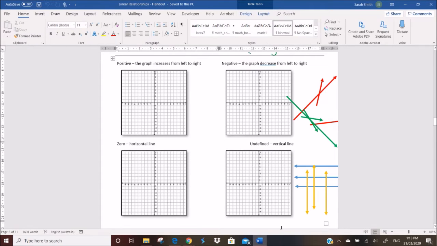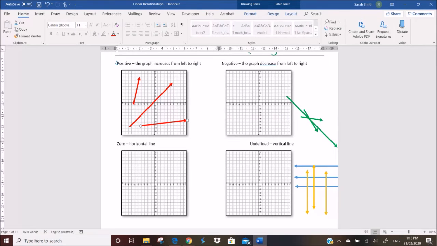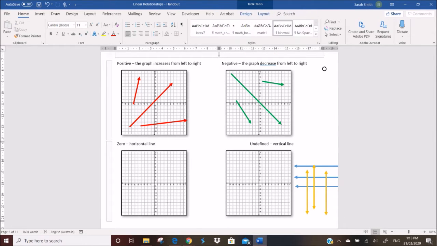Some examples of positive gradients include these lines here. So we can see that all of these arrows start at the left-hand side and move upwards as you go across the x-axis. Over here we have the negative gradients. And we can say as we move across from left to right for these ones, they're going downwards.